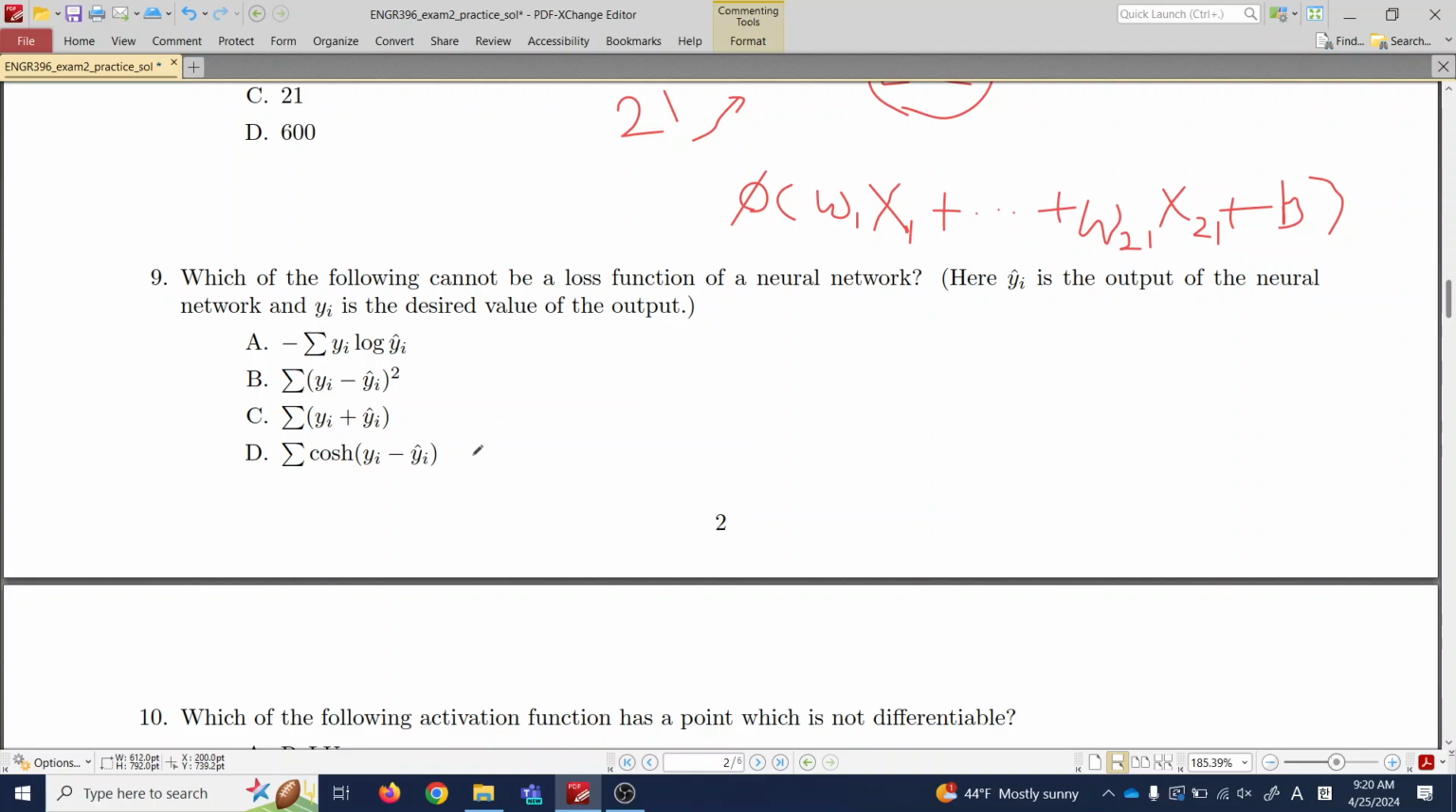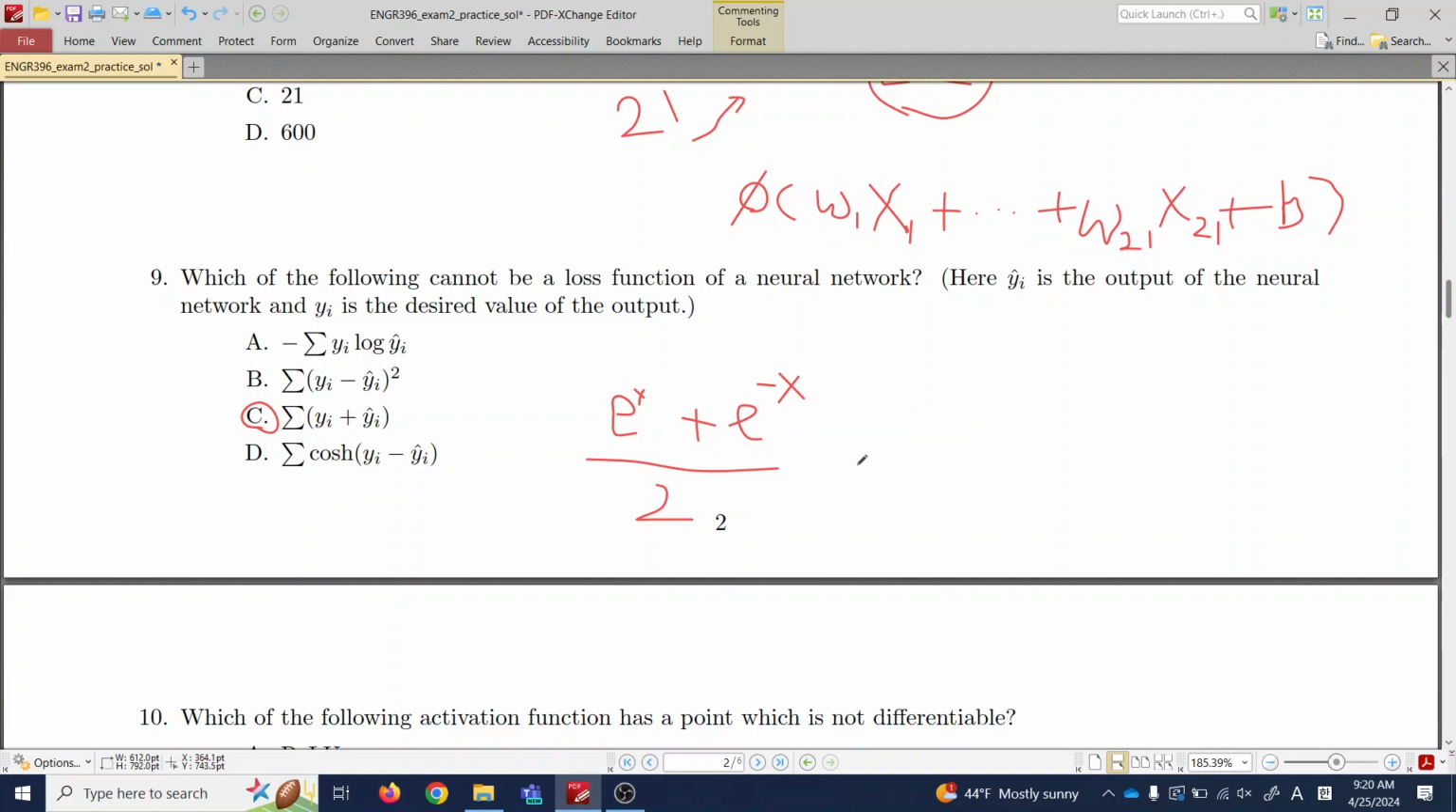Which one do you think is the answer? Which one cannot be a loss function? Say D. Wrong. It's C. D still. Do you know what cosine hyperbolic is? Maybe that's the problem. Cosine hyperbolic is e to the x plus e to the negative x, divided by 2. That's cosine hyperbolic.